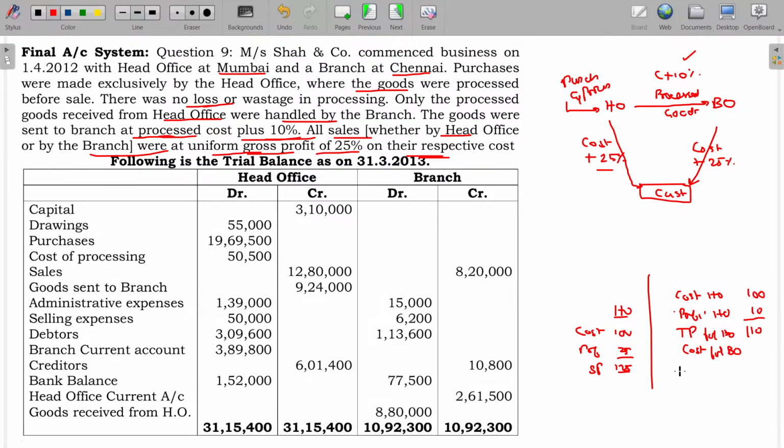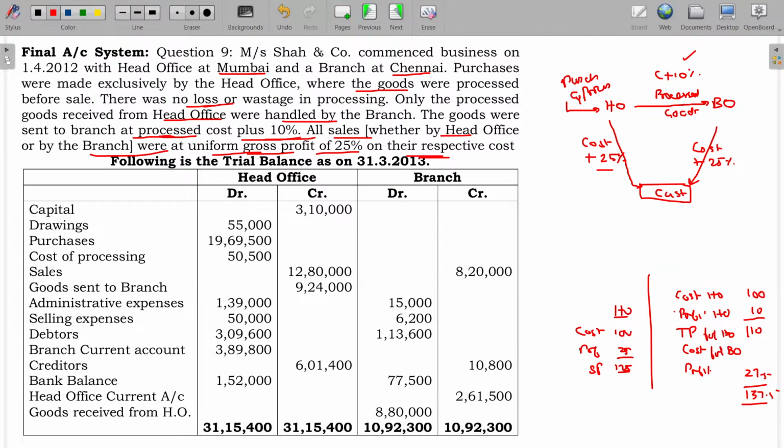Now from that they add profit of 25%. If the cost is 110 for the branch, they will add 25%, which is 27.5, and the sale price is 137.5. So from this it is very clear: if you are purchasing from the HO, you will get it at rupees 125. If you are purchasing the same from the branch office, the cost will be 137.5.